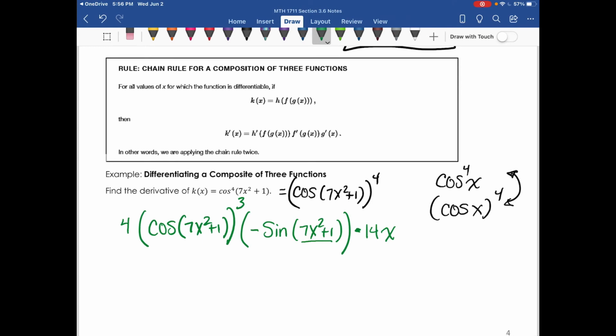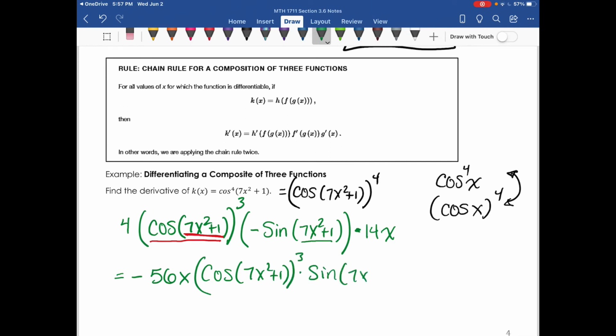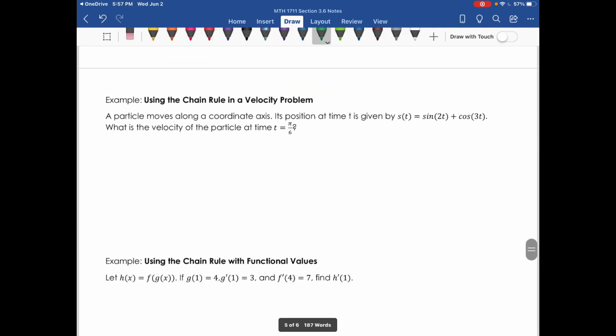So I use the chain rule more than once here because we have a composite function that's made up of 3 functions. So I have the outer function, then I have the middle function, an inner function, and then I have the innermost function, which is the 7x squared plus 1. So we can clean this up a little bit. If we take 14x times 4 and we bring that in front, we would get 56x. And I can bring that negative that's in front of the sine in front as well. So that would give me negative 56x times cosine of 7x squared plus 1 raised to the 3rd times sine of 7x squared plus 1.